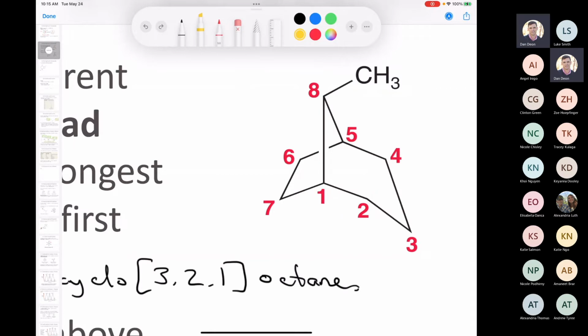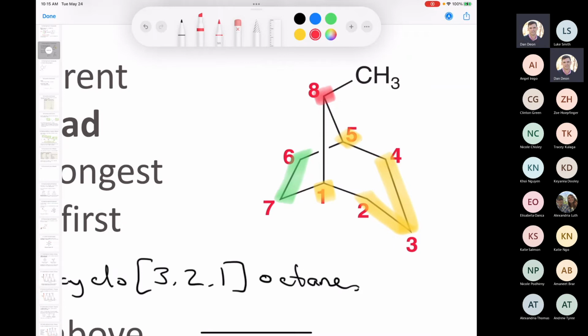But you always start numbering through the longest bridge, then you go to the next longest, and you end up on the shortest bridge. So we're going to start here, then you go through the longest bridge, which has 1, 2, 3 carbons in it. You go to the next bridgehead, then you go to the second longest bridge, which has 1, 2 carbons in it. Then after that's done, you go to the shortest bridge, which has only 1 carbon in it. And that's how we get those numbers, 1, 2, 3, 4, 5, 6, 7, 8.